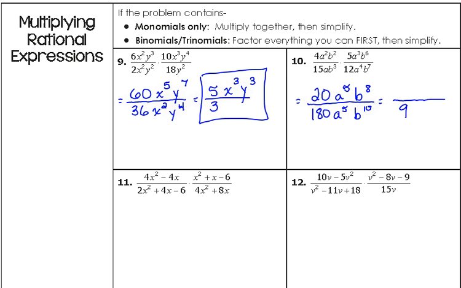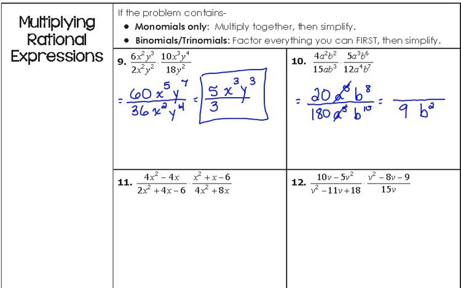But it's in the denominator because 180 was in the denominator. A to the 5th over a to the 5th, those cancel. Or you can look at it as 5 minus 5 is 0. Anything to the 0 power is just 1. Okay. B to the 8th over b to the 10th. 10 minus 8 is 2. It was bigger in the bottom, so b squared goes in the bottom.